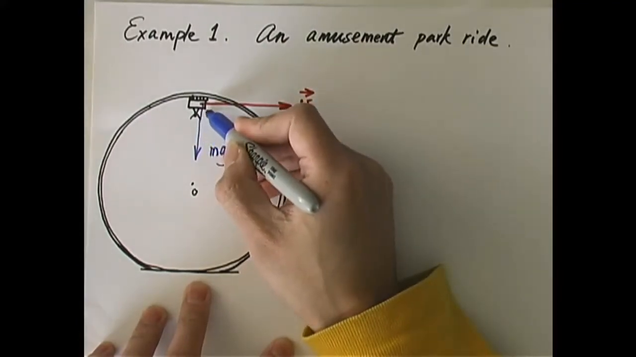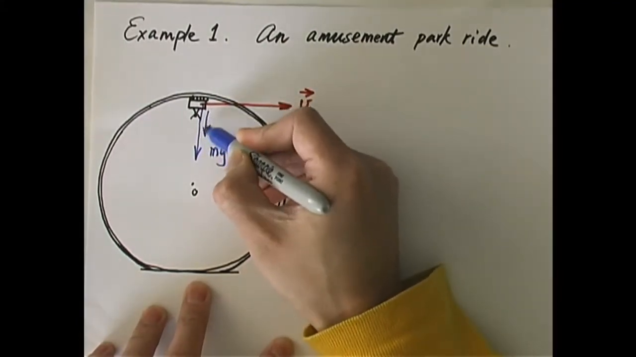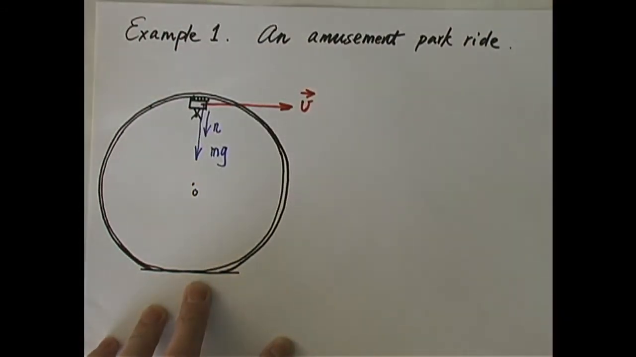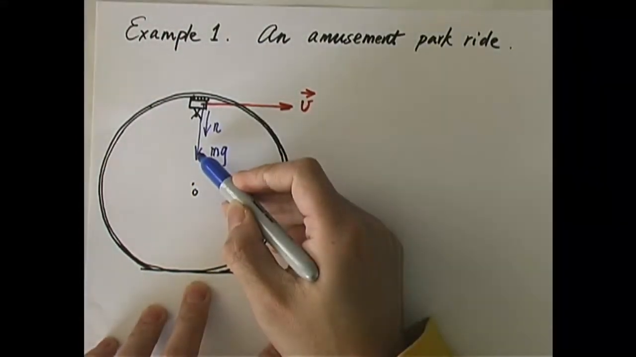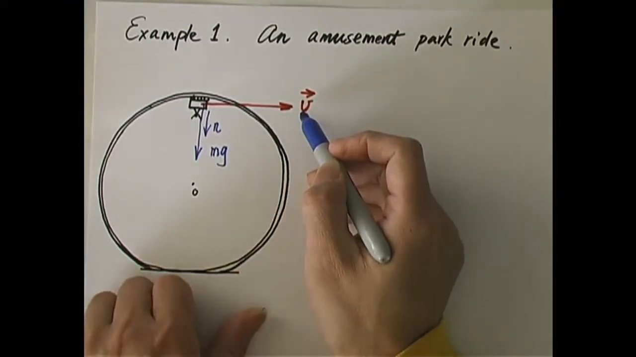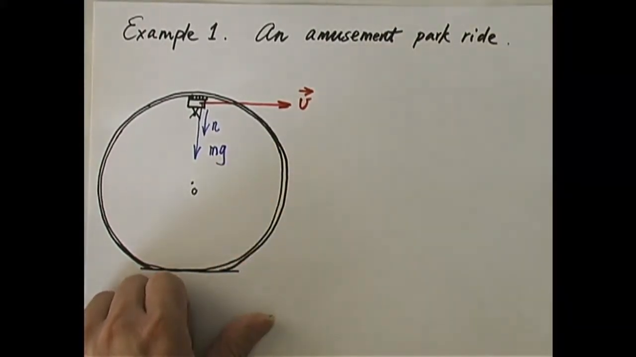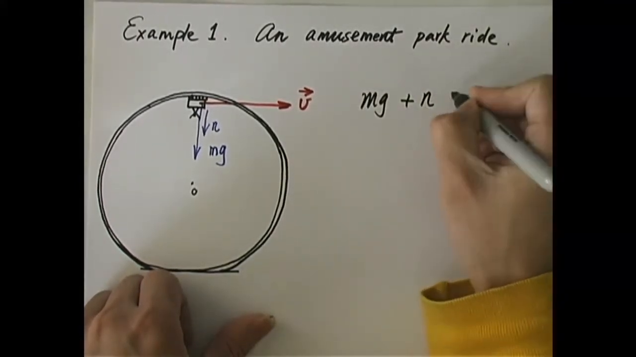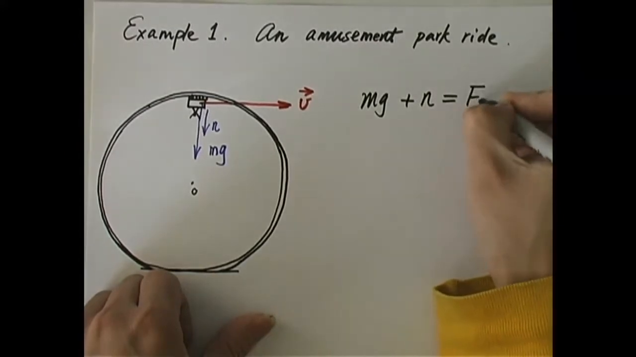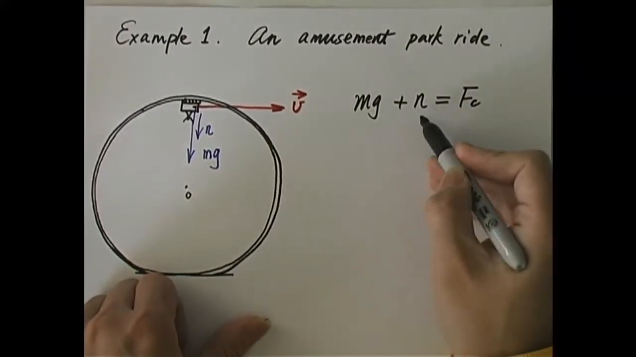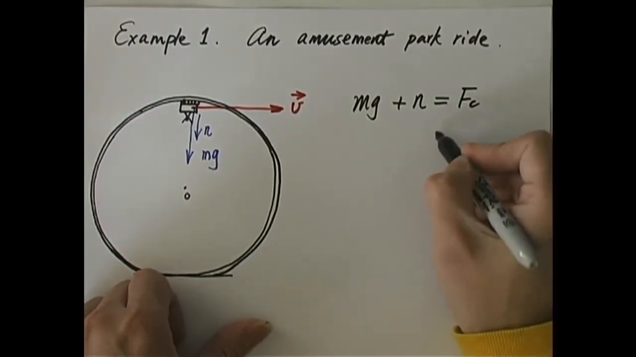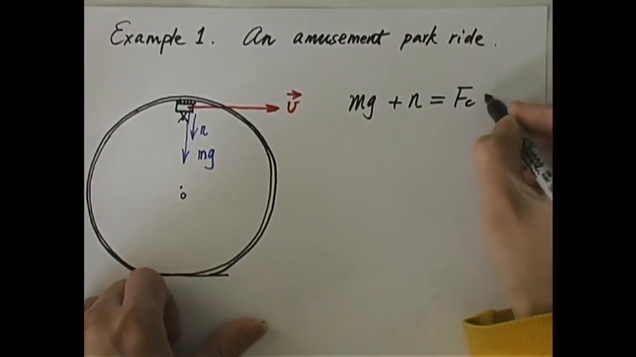So maybe there's another force, n. That n is from the track pushing on the cart. Both n and mg are going downwards, perpendicular to the direction of motion. They're both pointing to the center of the circle. So you add mg and n together. That is the centripetal force. Those forces combined serve as a centripetal force, and that provides you with a centripetal acceleration, of course.